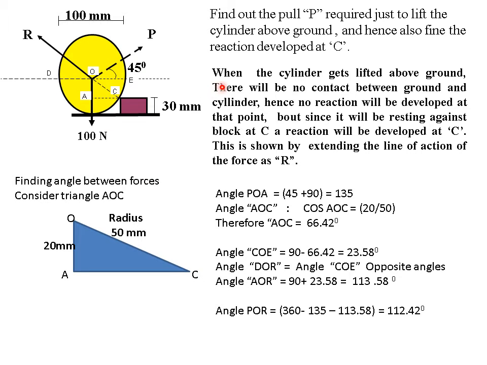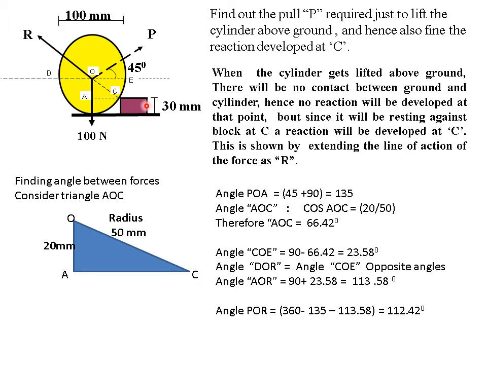So I have stated everything to explain the problem. Important is finding the angle between the forces. This is the one force 100 Newton, this is the second force P, and this is the third force R. So we want the angle POR, then the angle POA, and the angle AOR. So these angles we need.